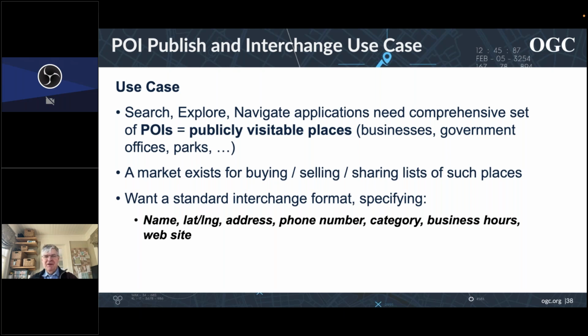Really, when we think about POIs, we're thinking about these main things that are at the bottom. We need a name for the place, a latitude, longitude, an address, a phone number, a category, the business hours, and the website. Not all of those will always exist, but when they do, we would like that information. Next slide.